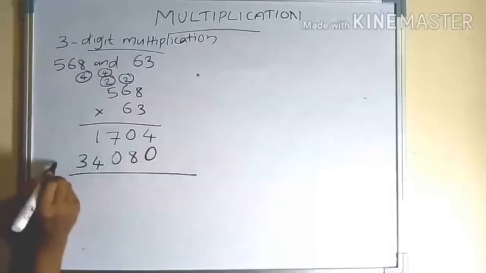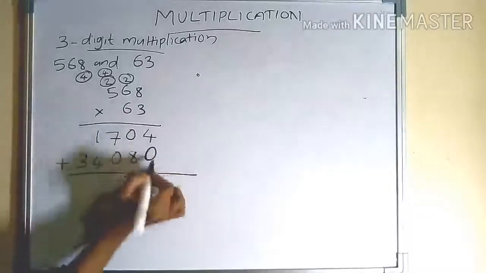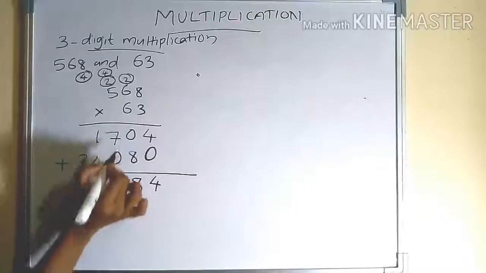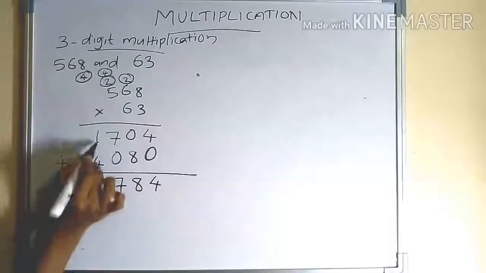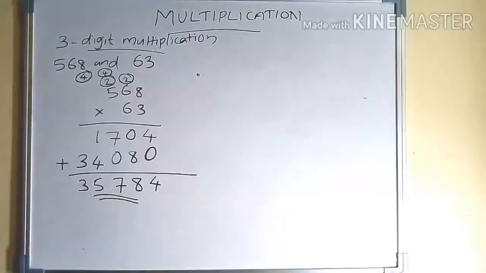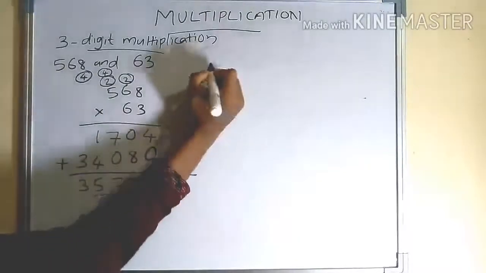Next add these two numbers. 4 plus 0? 4. 0 plus 8? 8. 7 plus 0? 7. 1 plus 4? 5. 3. So this is the answer. Next, take the verification method for this question. Okay, verification.